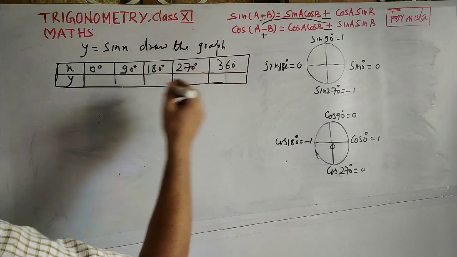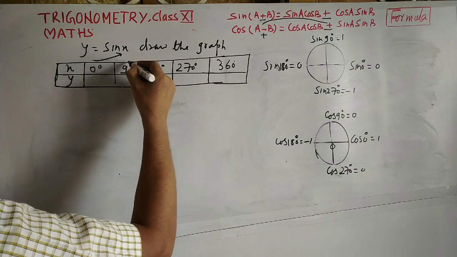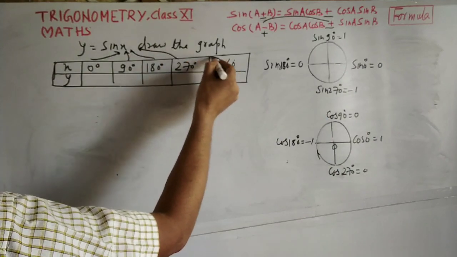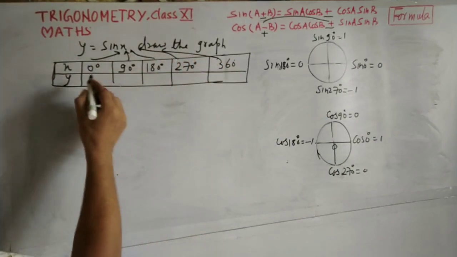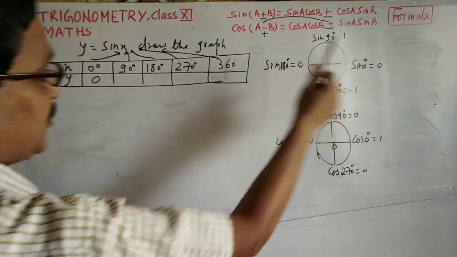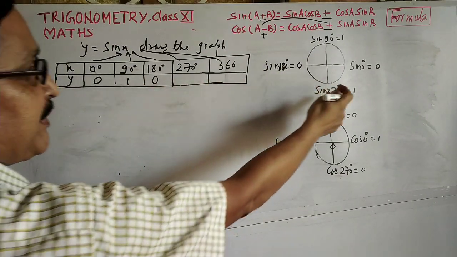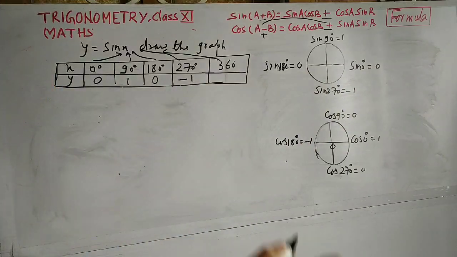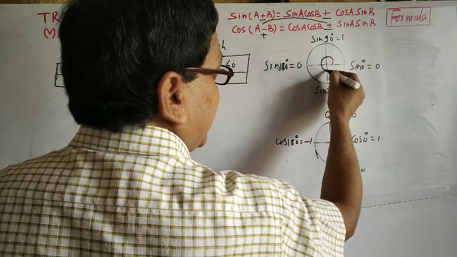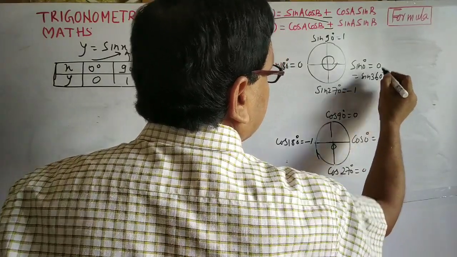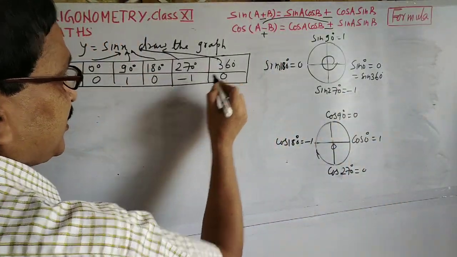Put the values 0 degree, 90 degree, 180 degree, 270, 360. So sin 0 is 0. See the table. Sin 0 is 0, sin 90 is 1, sin 180 is 0, sin 270 is minus 1, and sin 360 is the same. After a complete cycle, this is also equal to sin 360 degree. So 360 degree also gives 0.